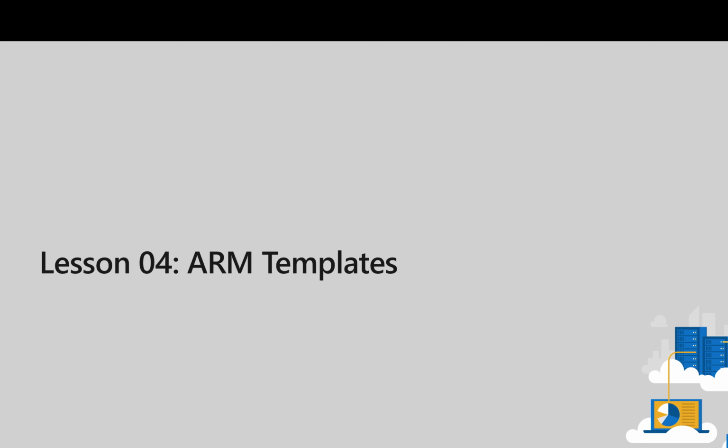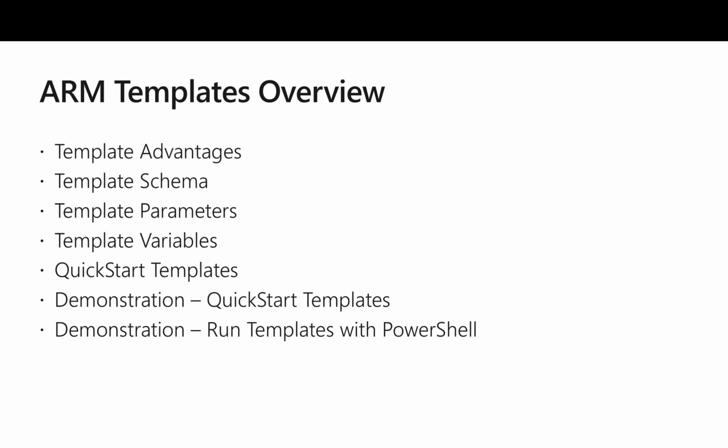In this video, we are going to look at ARM templates, and this is lesson 4 of the first module. We look at the overview of this lesson. First, we will look at why do we need to use ARM templates, and we will look at its structure. For example, how does the schema look like? What are the parameters we can use? What are variables? And finally, we will look at where to find quick start templates, and finally with a demonstration.